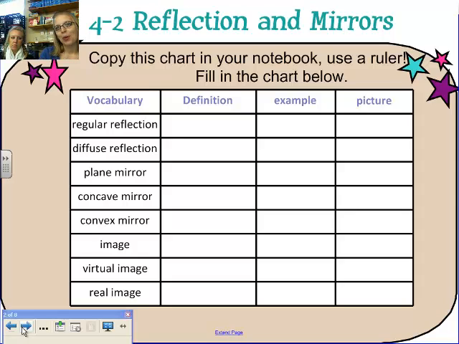Hey kids, time for reflection and mirrors. So you need to take a new notebook piece of paper and we need to really focus on how the quality of your notes and what they look like.